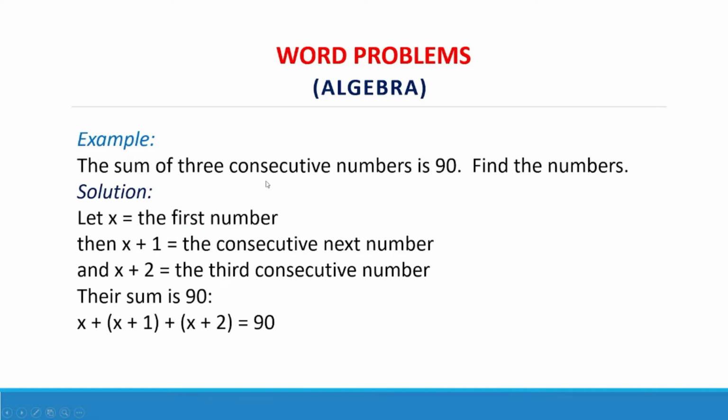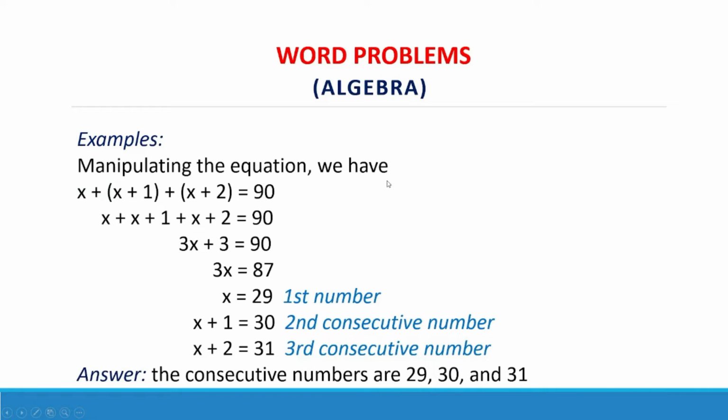Example, the sum of 3 consecutive numbers is 90. Find the numbers. Solution. Let x is equal to the first number, then x plus 1 is the second consecutive number, and x plus 2 is the third consecutive number, and their sum is 90. So based on the equation, x, the first number, plus the second number, x plus 1, and the third number, x plus 2, is equal to the sum, which is 90.